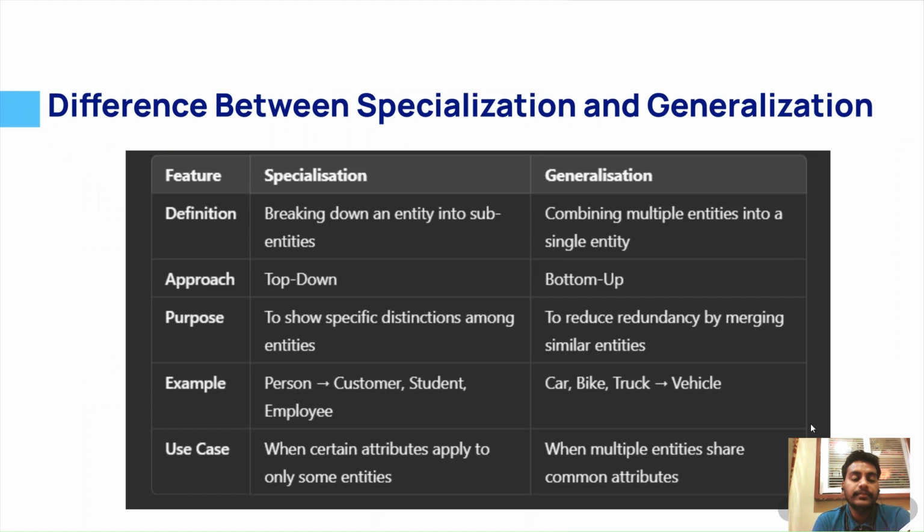As we saw, an example of specialization is person, which can be customer, student, or employee. And a generalization example is car, bike, truck, which come under vehicle. The use case of specialization is when certain attributes apply to only some entities. The use case of generalization is when multiple entities share common attributes.